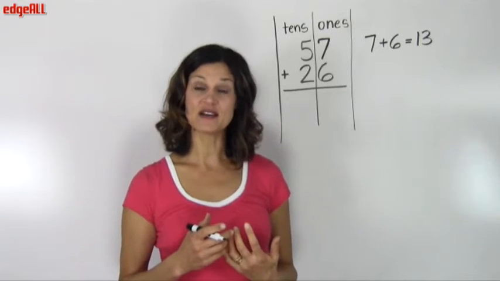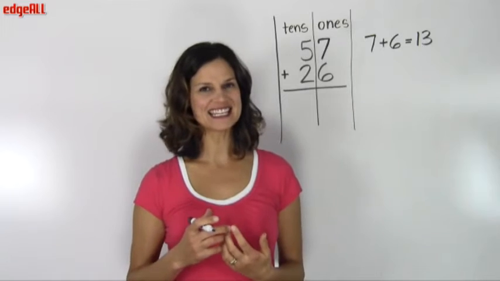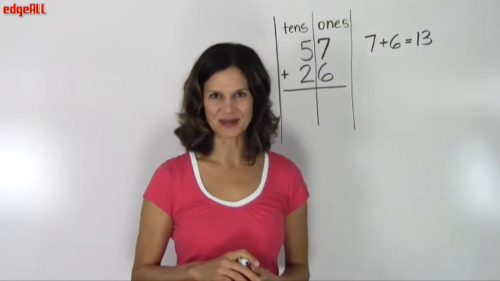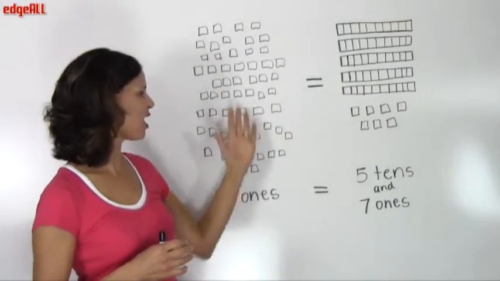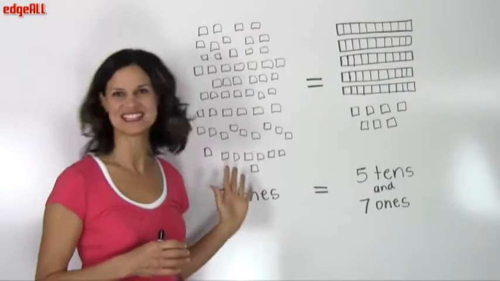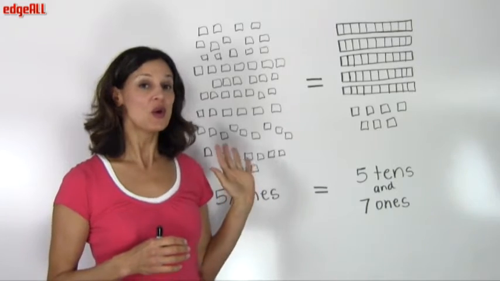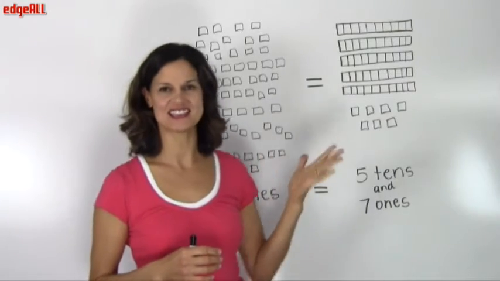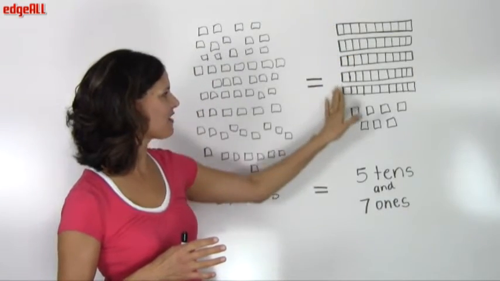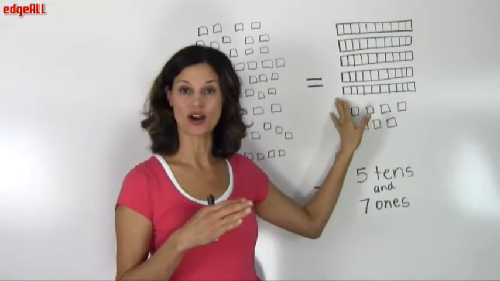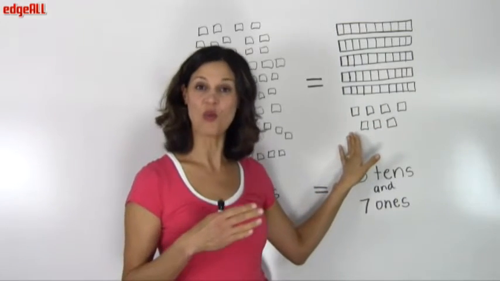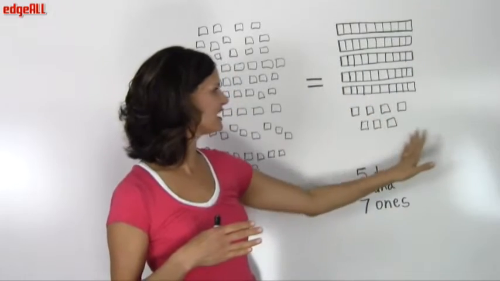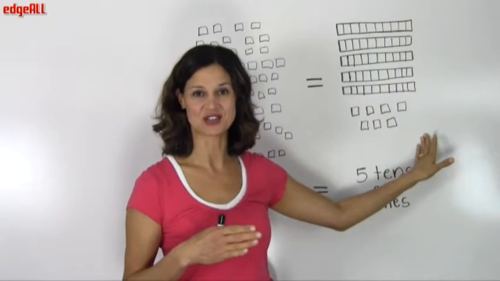The concept of regrouping is best explained through an example. In our example, we have 57 small squares shown on this side of the board. We could rearrange these 57 small squares as 5 groups of 10, or 5 tens, and 7 individual ones, as shown over here on the right side of the picture.